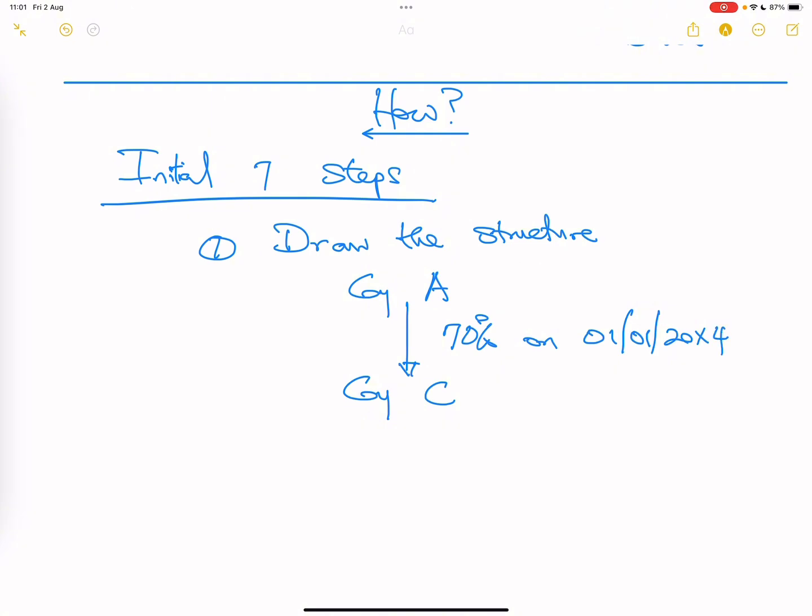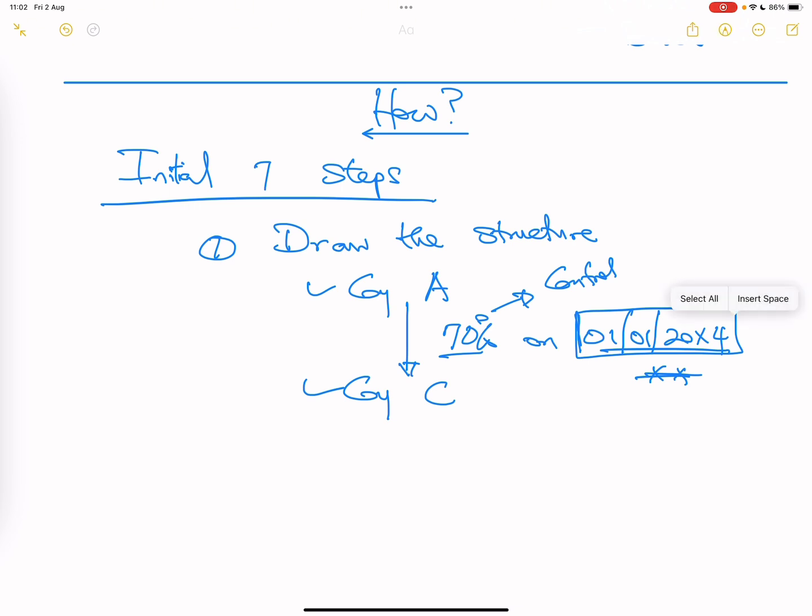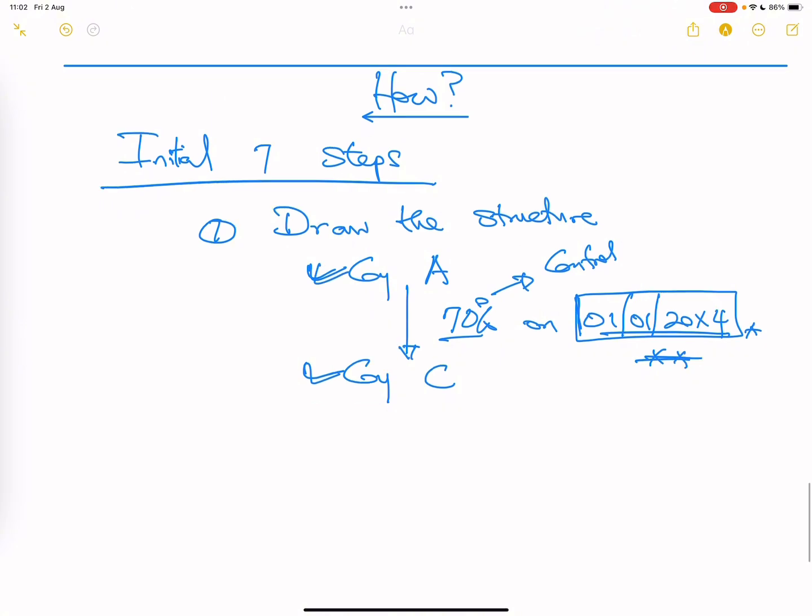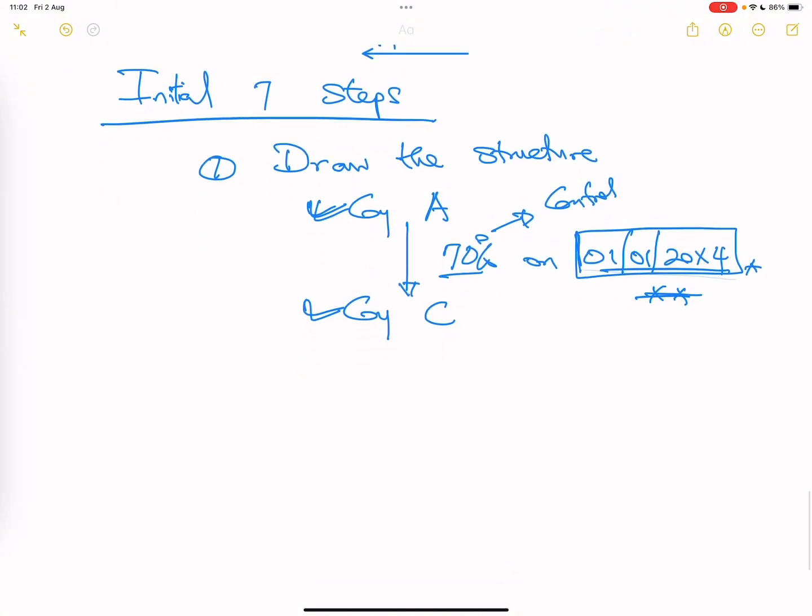2000x4, whatever. This information is extremely important. This first of all confirms to you that there's control. This date is extremely important. You must take note of this date in your workings because of other things you will do using this date, which I'm going to mention. Then the names of the companies are very important, so that you don't mix them up as well. So draw the structure.